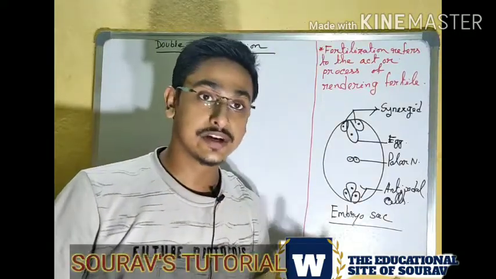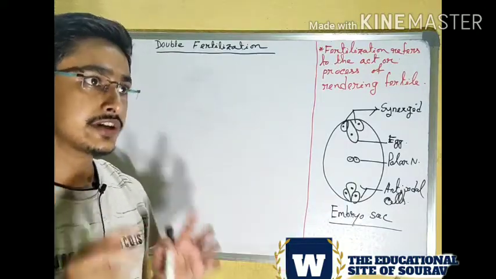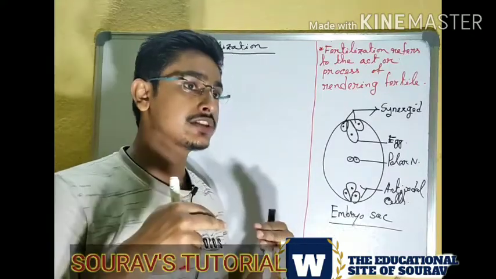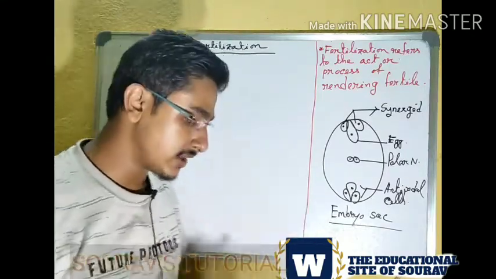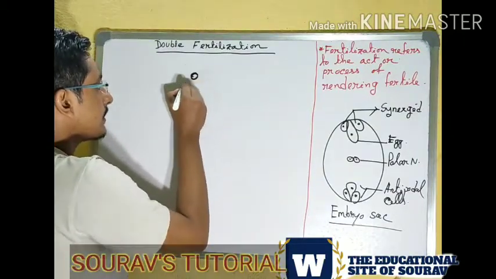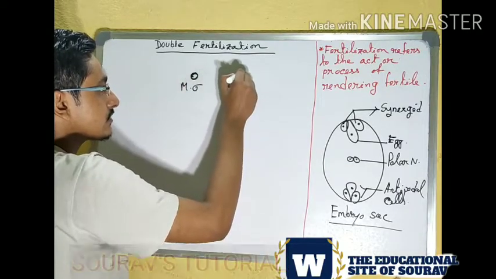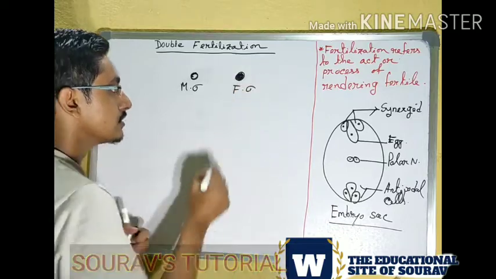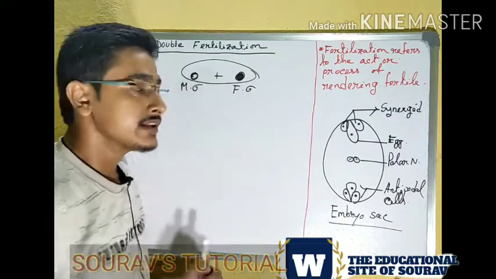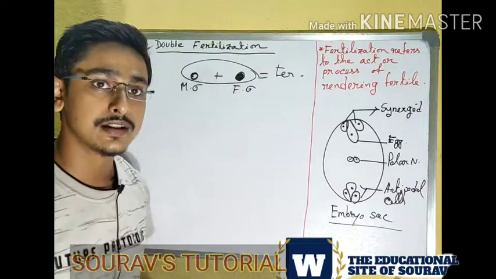First we have to understand what is fertilization. In your textbook, and several types of books, they say that fertilization is the fusion of male gamete and female gamete. Suppose this is the male gamete, and there is a female gamete also. When the male gamete and female gamete fuse together, that is called fertilization.